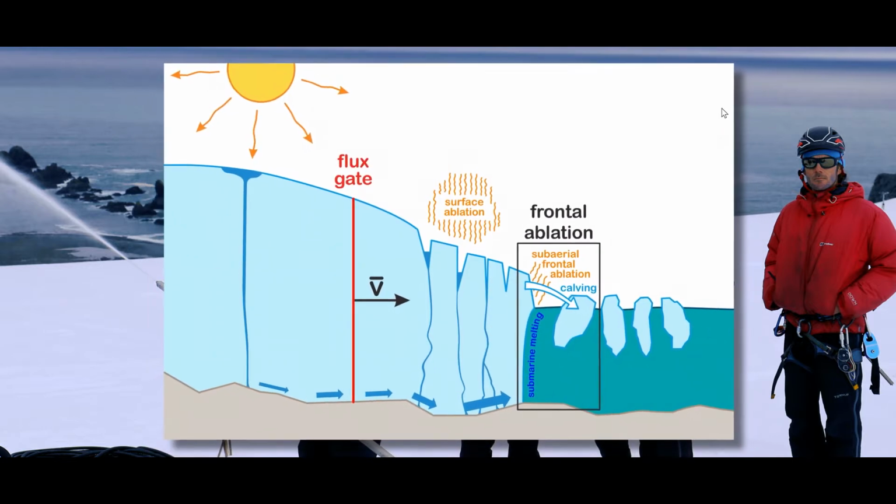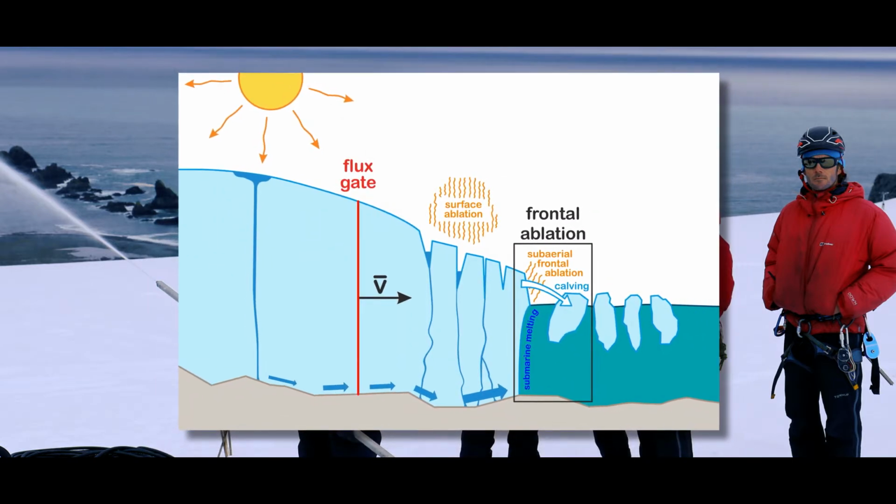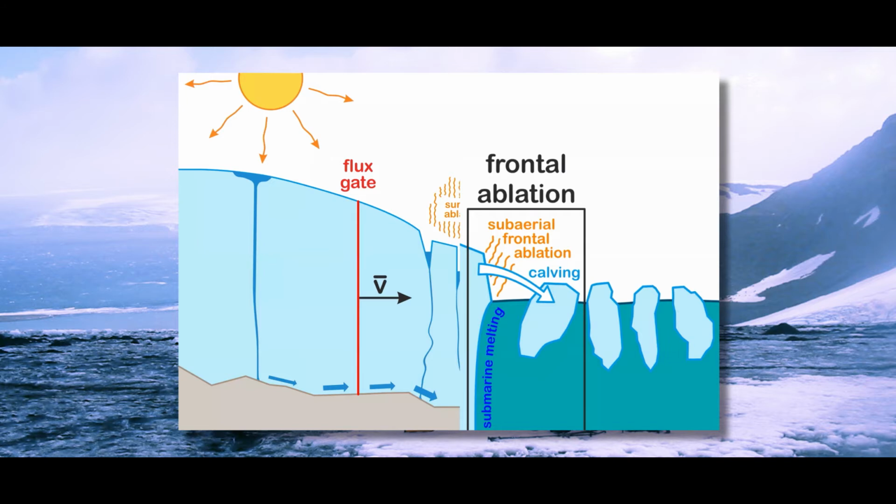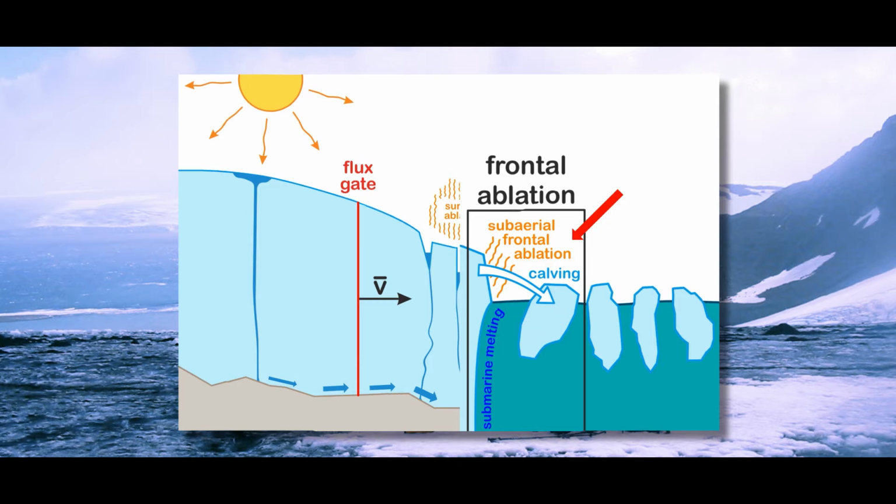To simplify the presentation, let us assume that the marine terminating part of the glacier is not floating, as shown in the cartoon. The mass losses at the glacier front are referred to as frontal ablation. It includes iceberg calving, submarine melting, and melting and sublimation at the emerged part of the glacier front.